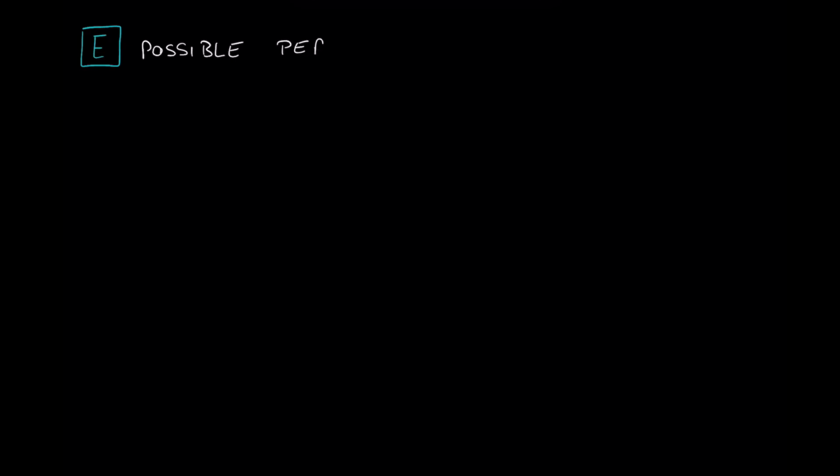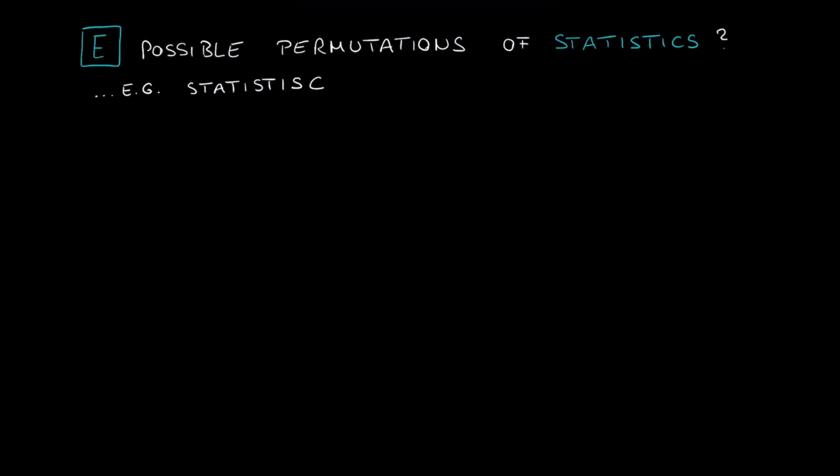In the first example, we want to compute the possible permutations of the letters in the word "statistics". With permutation, I mean change of letters in the word, for example this one here. Consider that there are duplicate letters, which makes the problem a bit trickier. Let's get to the solution.